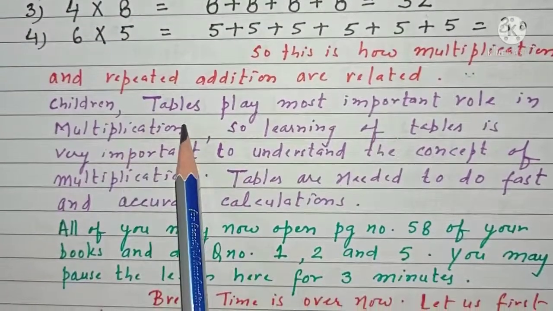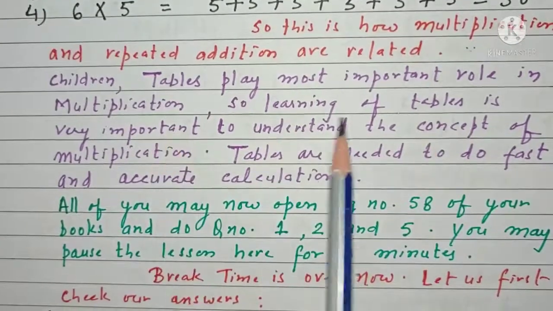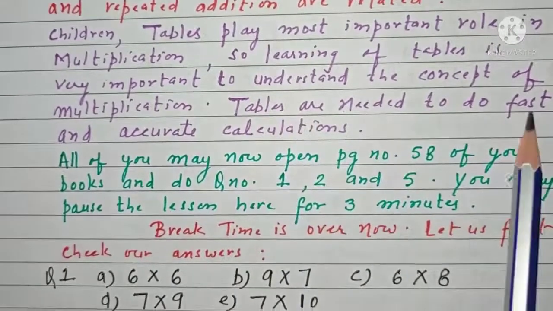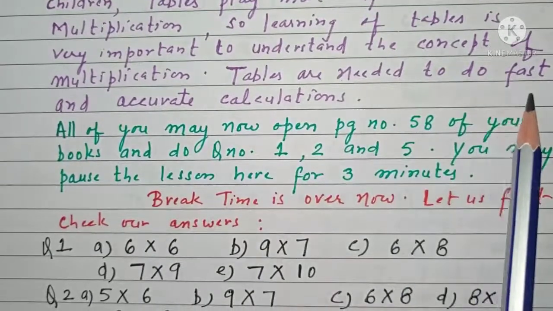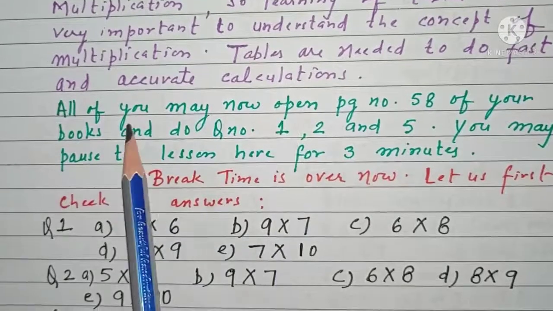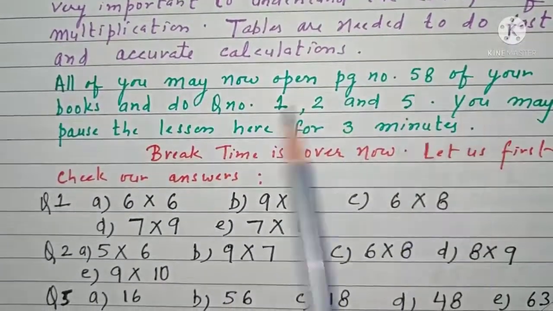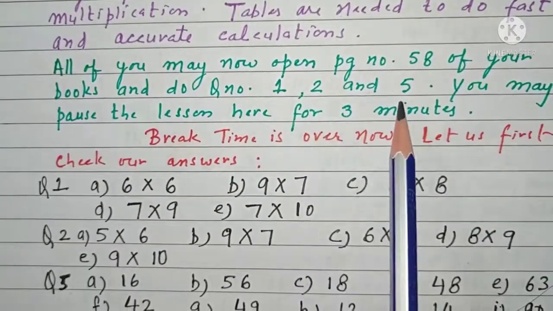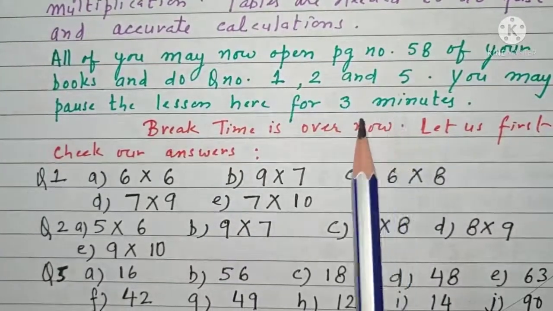Dear children, tables play the most important role in multiplication. So learning of tables is very important to understand the concept of multiplication. Tables are needed to do fast and accurate calculations. All of you now may please open page number 58 of your books and do question number 1, 2 and 5. You may pause the lesson here for 3 minutes.